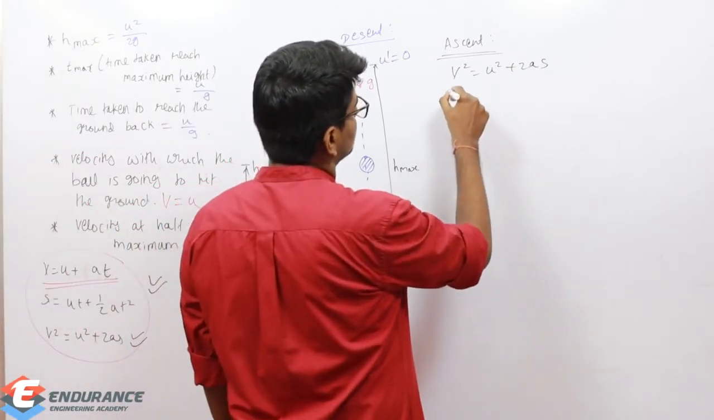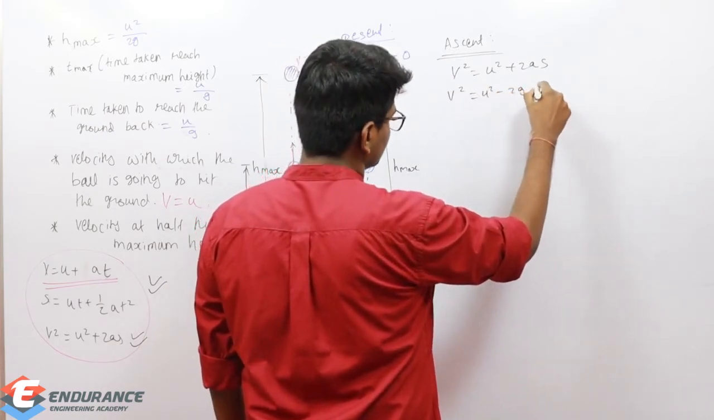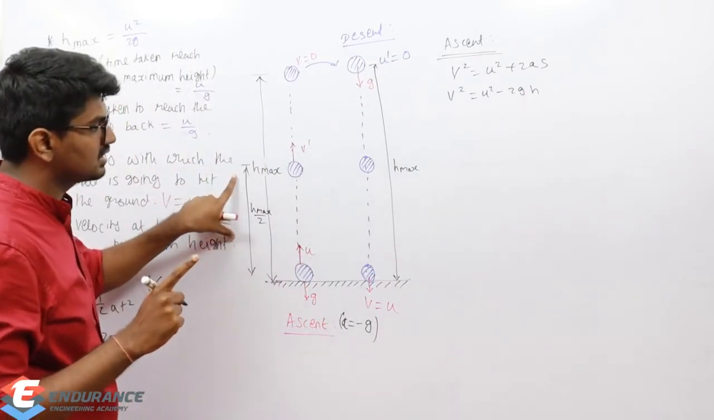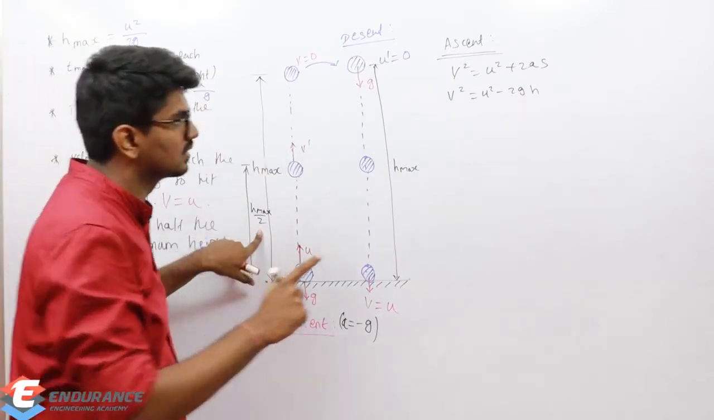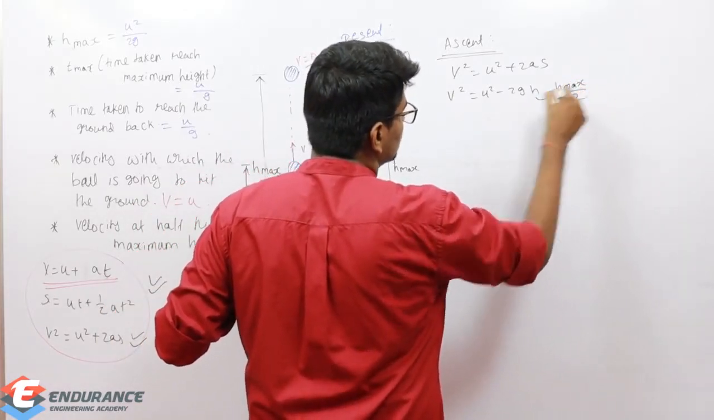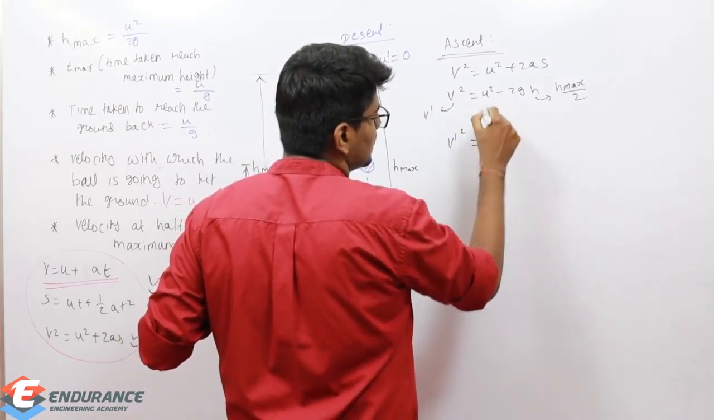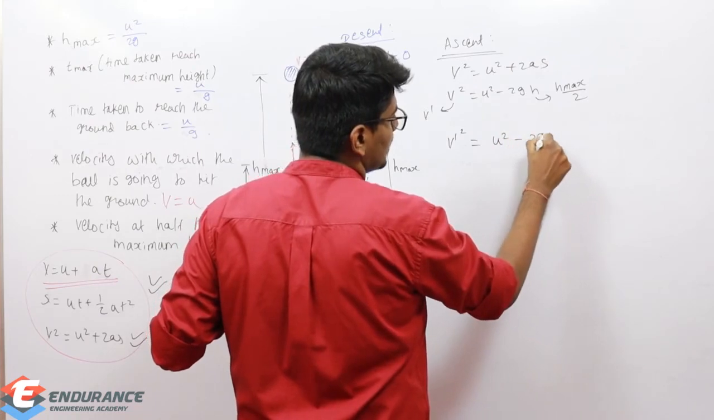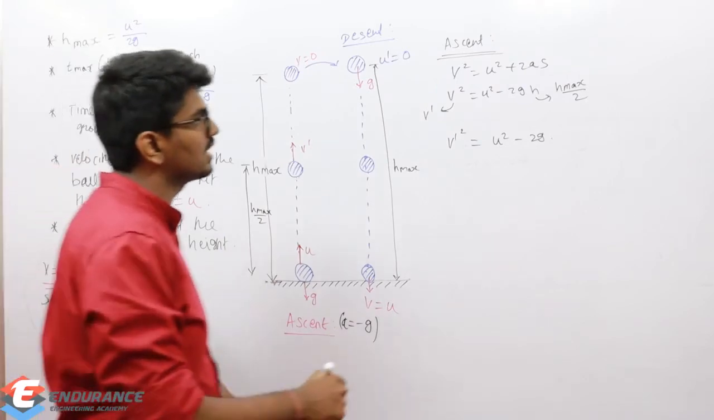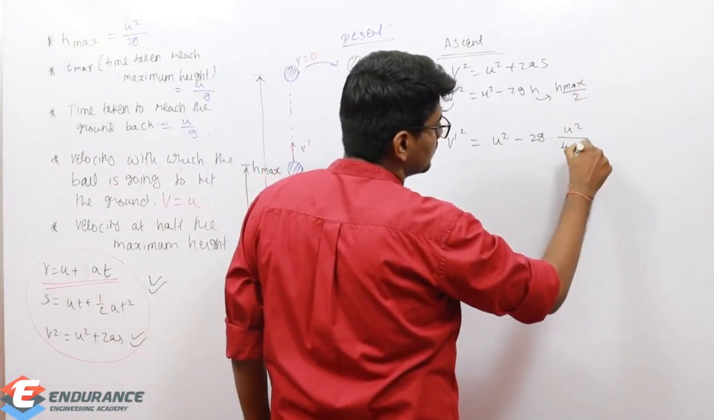So V square will be equal to U square minus 2G into H, right? Now, since it is half the distance, H will be H max by 2. So H is going to be H max by 2 and V is going to be V dash. So V dash square will be equal to initial velocity U square minus 2 times G into H max by 2. And what is H max? H max we determined as U square by 2G, right? So U square by 2G by 2, which becomes U square by 4G.